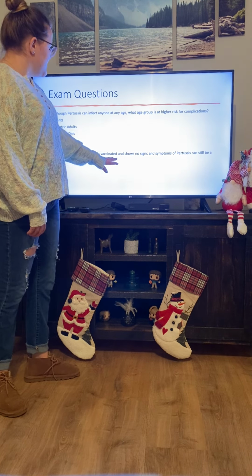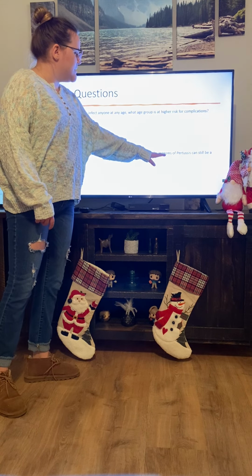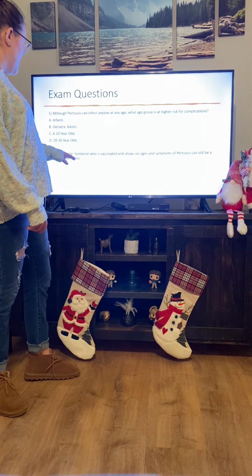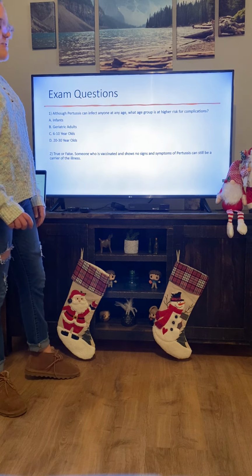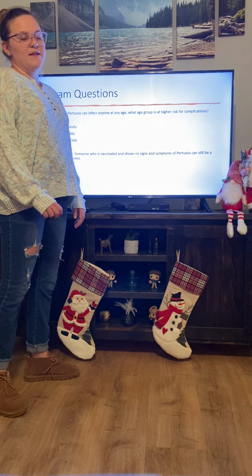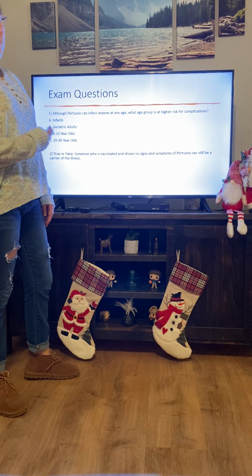True or false? Someone who is vaccinated and shows no signs and symptoms of pertussis can still be a carrier of the illness. That is true. So that's what makes it tricky. You can still be a carrier of it and not know that you even have it, and then go give it to a little baby.